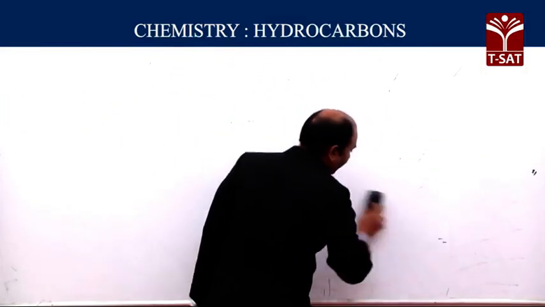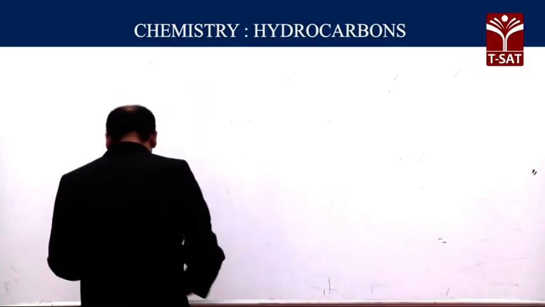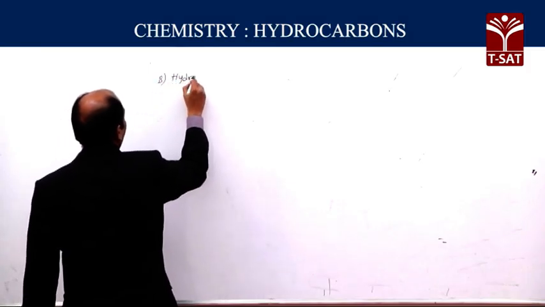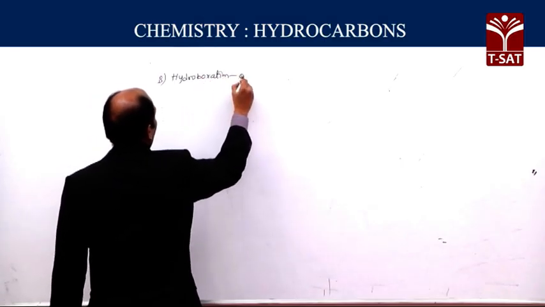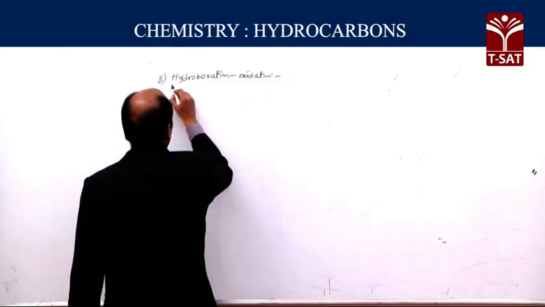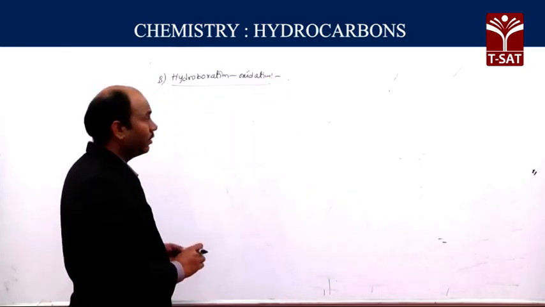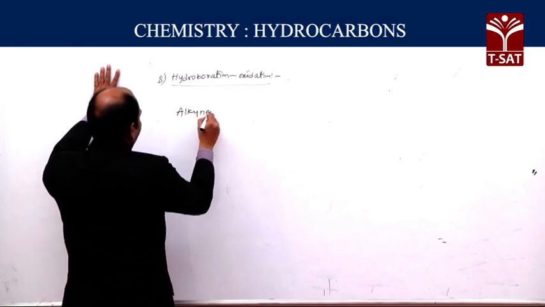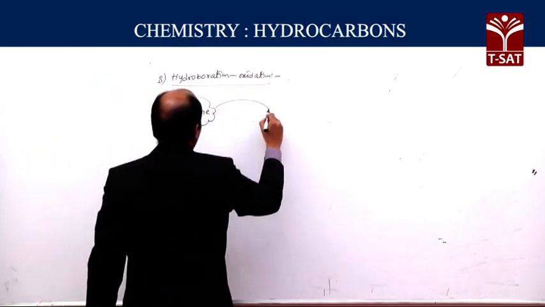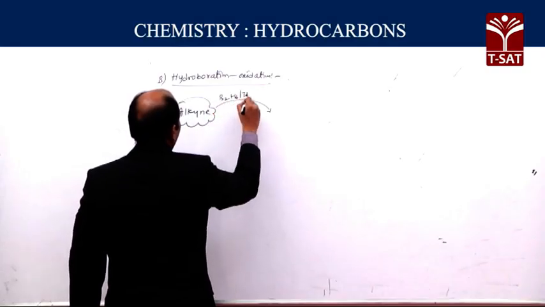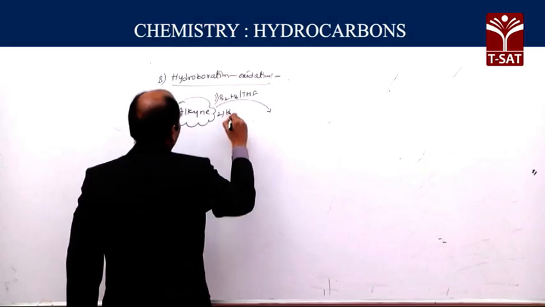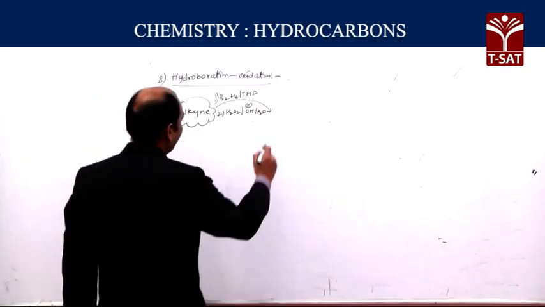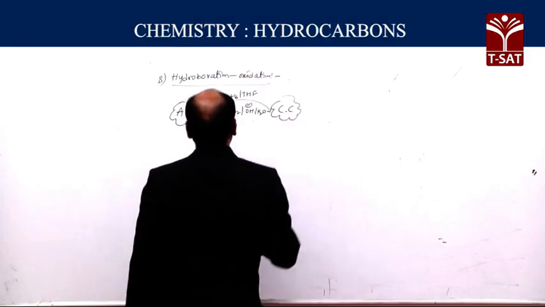Next, hydroboration oxidation. The second one is hydroboration oxidation. So in hydroboration oxidation, what happens? The alkyne is treated with B2H6 THF and H2O2, OH minus and H2O. Here again we get a carbonyl compound.